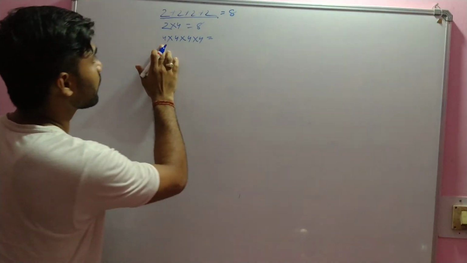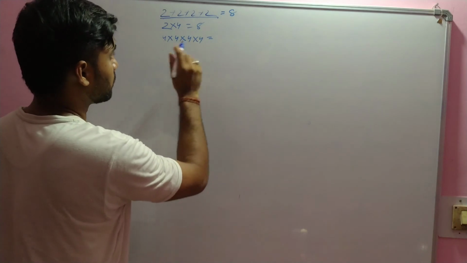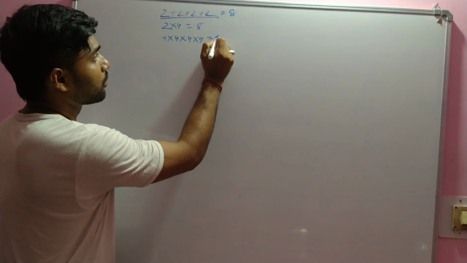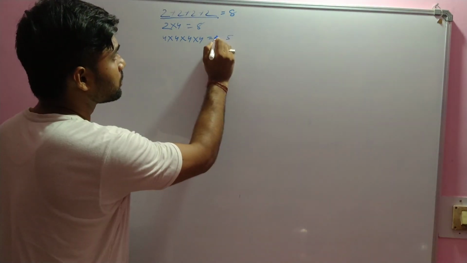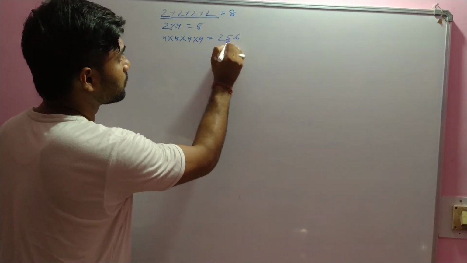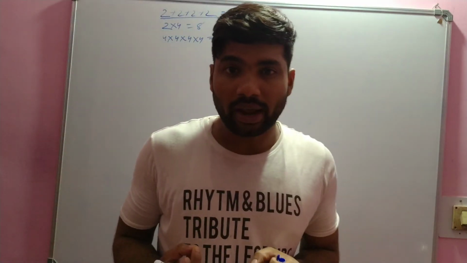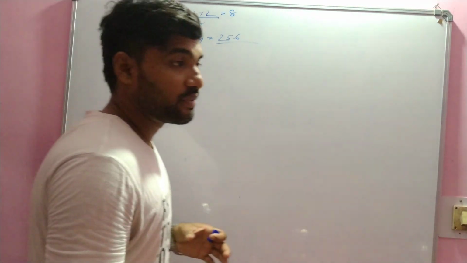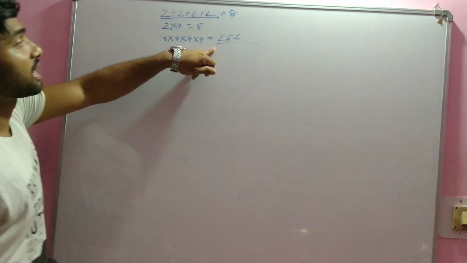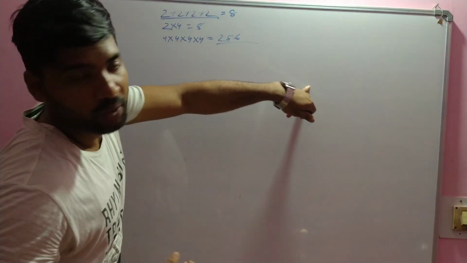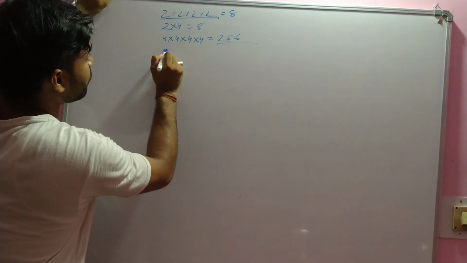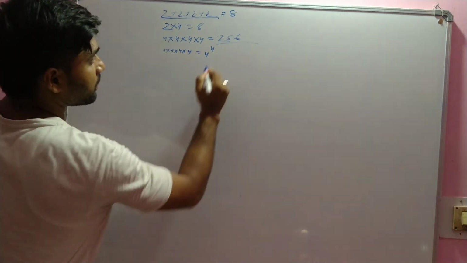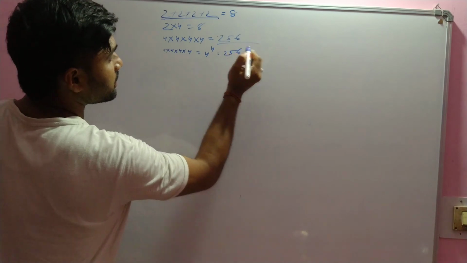Suppose 4 into 4 into 4 into 4. 16 into 4, 64 into 4, 256. It took some time to make the multiplication easier. We can express it as an exponential form. Okay? It may be written as 4 into 4 into 4 into 4, 4 to the power 4. That means 256. Any doubt?